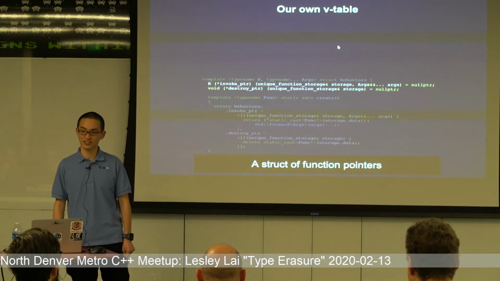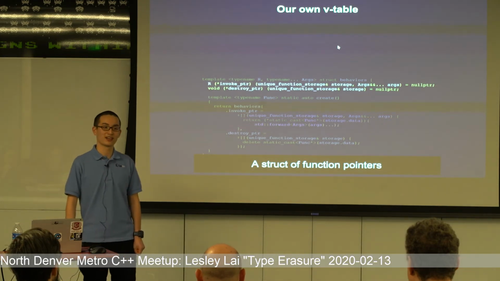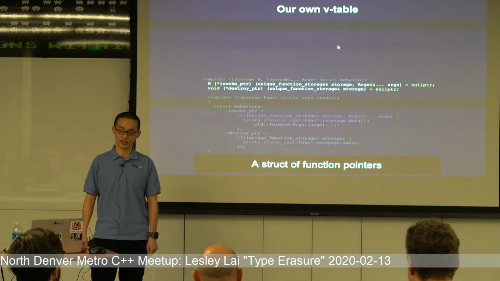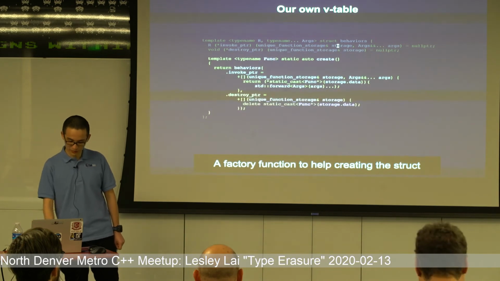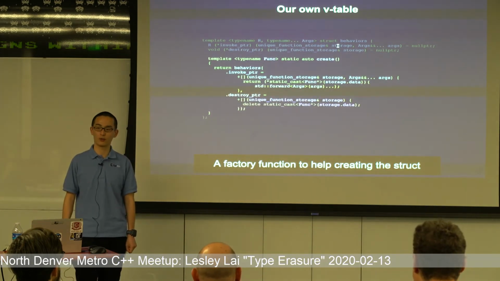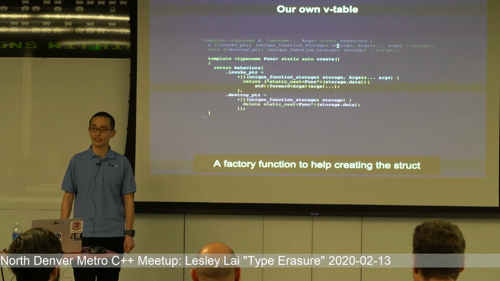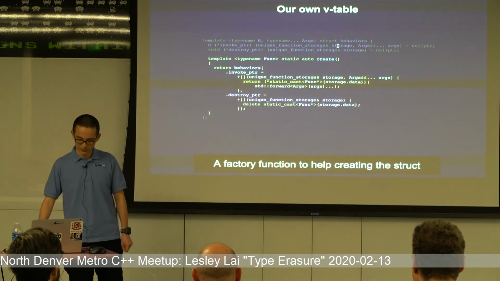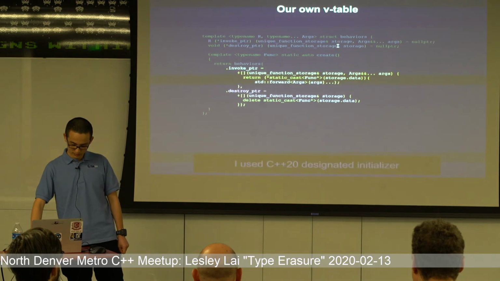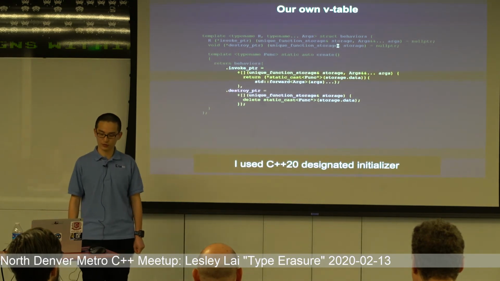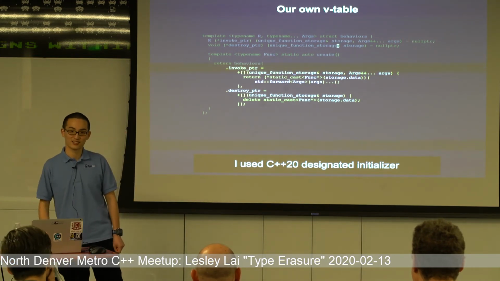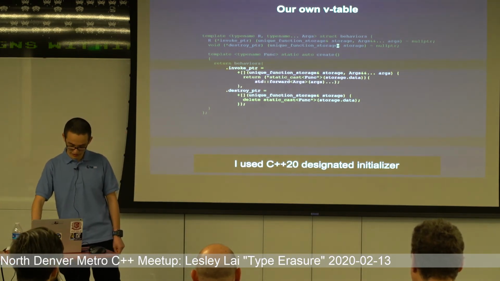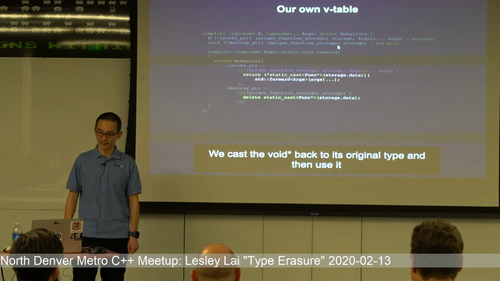By the way, C function pointer syntax is just horrible, but I guess most people love this language too much to admit it. And we have this helper factory function to create the behaviors. And I use the C++20 designated initializer, because why not? I love this feature.